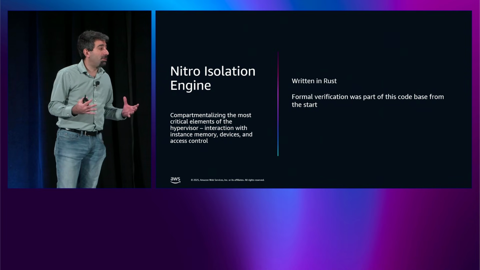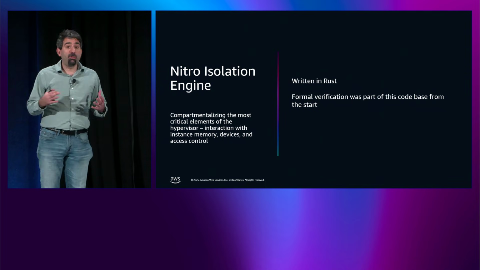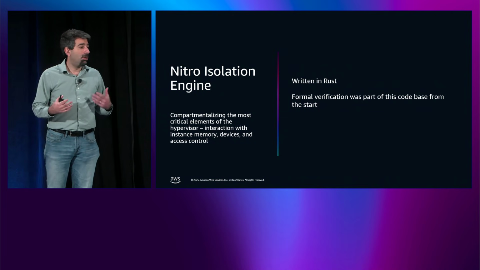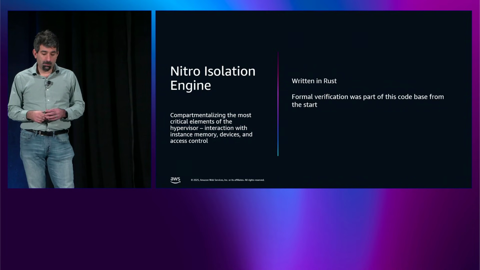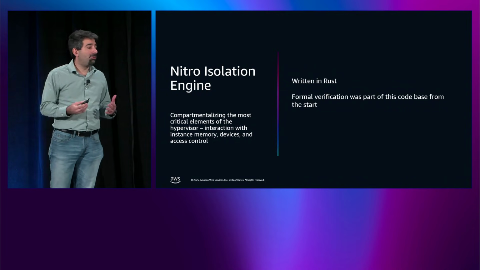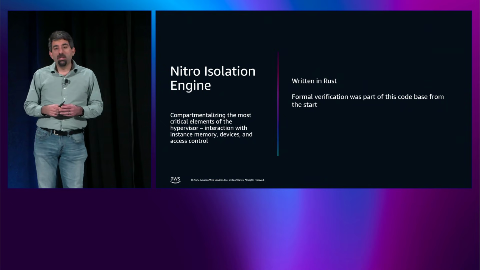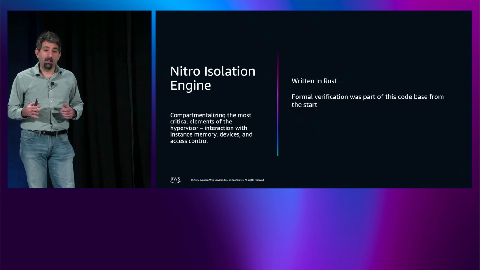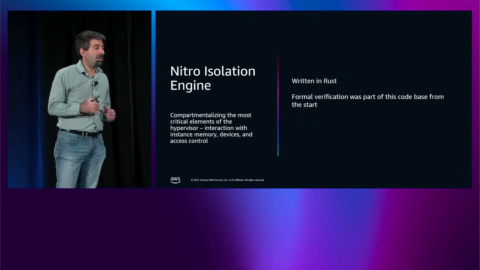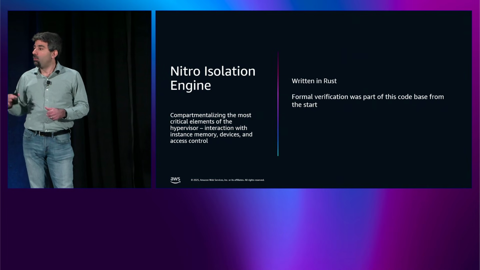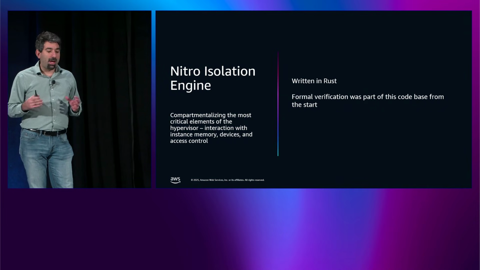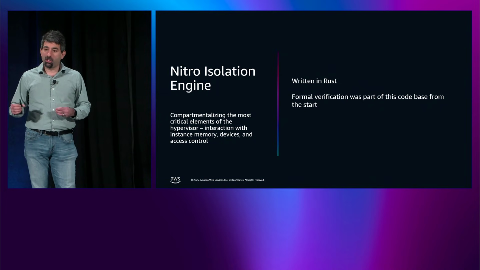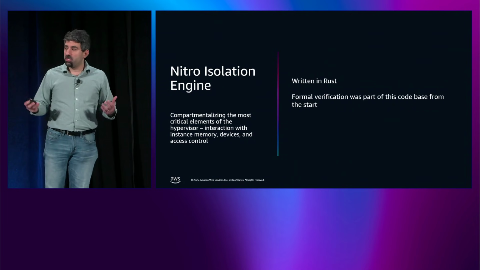There's a couple of really interesting things about this code. First, it's written in Rust, which eliminates a whole class of issues around memory safety and concurrency. But the most innovative and interesting part about the Nitro Isolation Engine is that formal verification was a first-class consideration from the very start of the project through today. When we sat down to start working on the Nitro Isolation Engine, we had software engineers sitting with applied scientists trying to figure out how to formally specify all the interactions within the Nitro system and how we could formally prove those interactions. But you just keep saying formal verification.